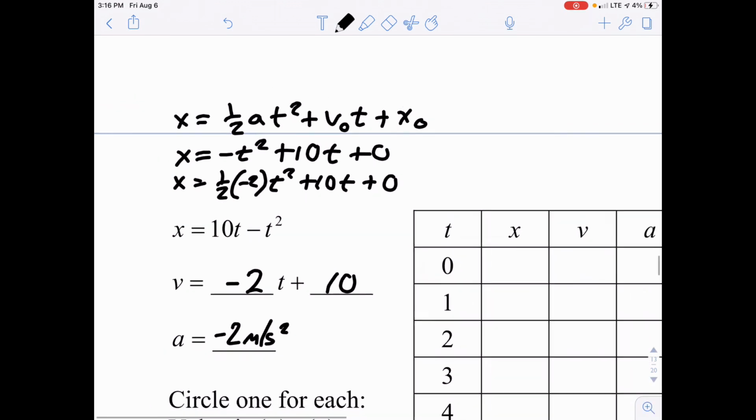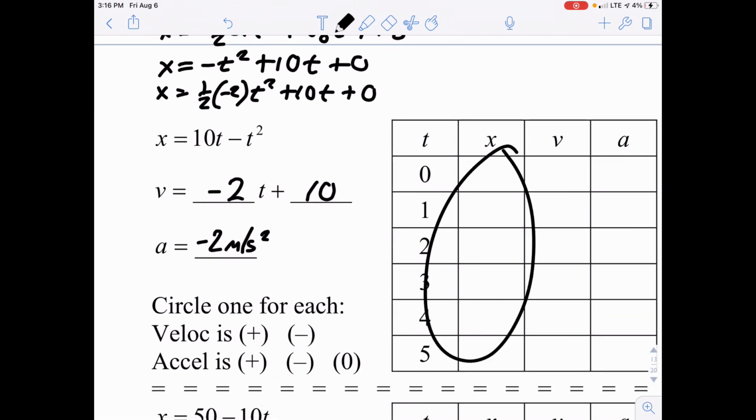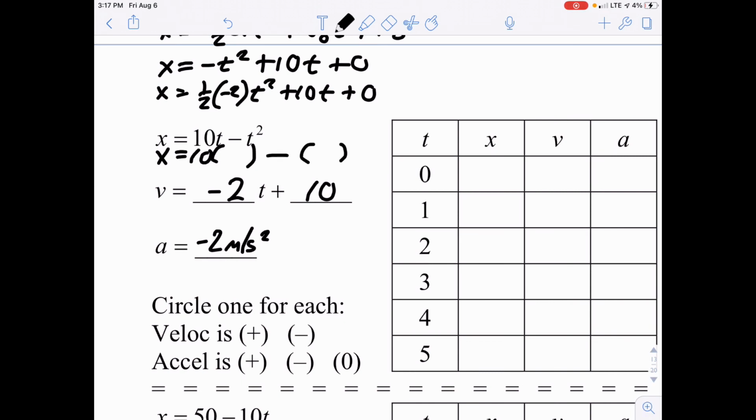Now what we're going to do is plot the points for the first 5. So if I go 10 times t minus t squared, well, if I plug in 0 for both, I start with 0. Okay, so I start with x equals 0, everything 0. But if I start with 1, well, 10 times 1 is 10, minus 1 squared is 1. I get 9.